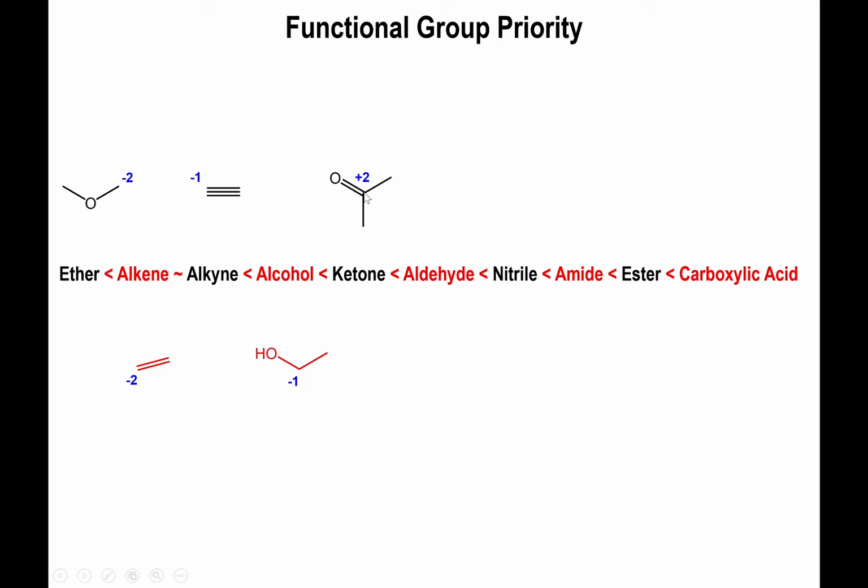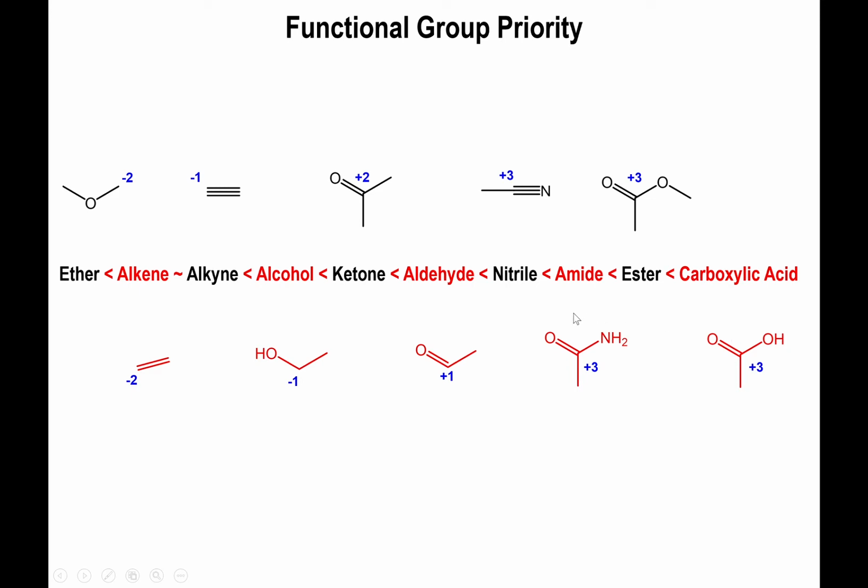Your ketone has, generally speaking, a +2 charge on the carbonyl carbon. Aldehydes, generally speaking, a +1. Nitriles +3. Amides +3 on the carbonyl, so does the ester, so does the carboxylic acid. So generally speaking, with maybe a little caveat here and there, the order of priority is based on the oxidation state of that carbon, the carbon where the functional group is located. And the higher the positive charge, or the more positive the charge becomes, the higher the priority.